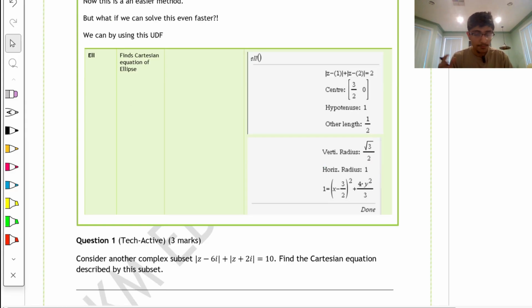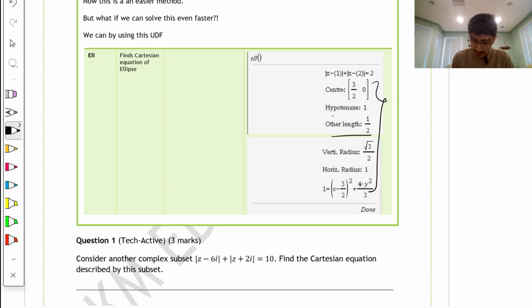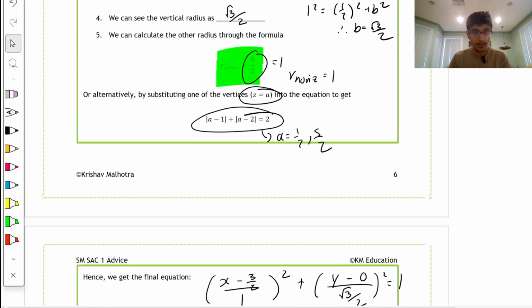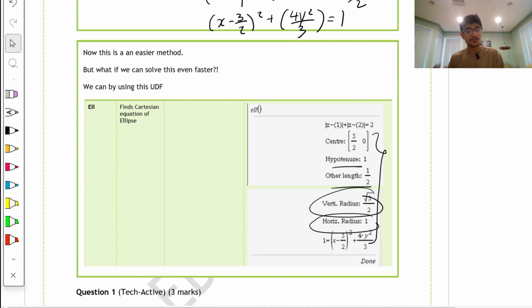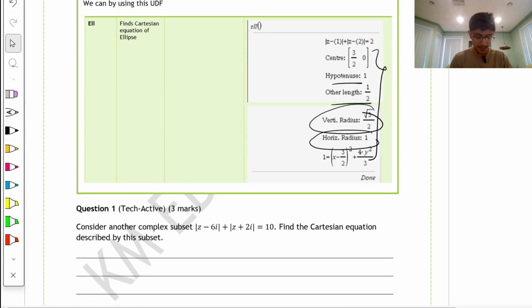As we can see for the previous question, it gives you the center, the hypotenuse, the other length, as well as your vertical radius. Then it also gives you your horizontal radius using this formula. And then finally, it represents that as a Cartesian equation. So this is an incredibly useful UDF that you can use to actually solve the question for you, and you can copy working out from it, which is incredibly useful if the SAC is time pressured.